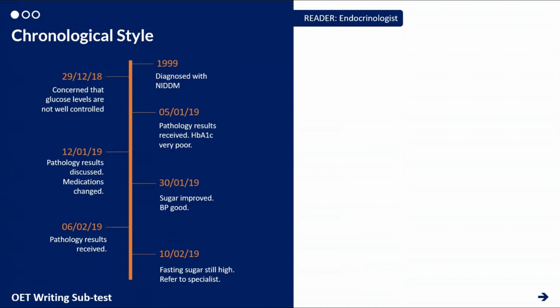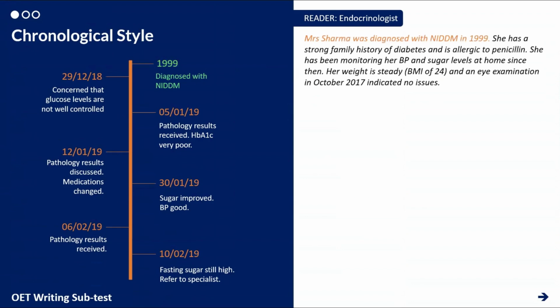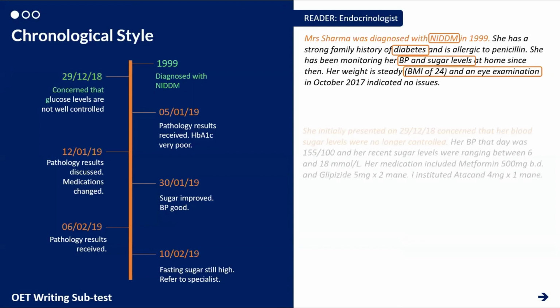So in the chronological style, we write our introduction, then start the body paragraph with the diagnosis in 1999 and the relevant information about the patient. As our patient is an endocrinologist, you can see that we chose vocabularies and information relevant to them, such as NIDDM, diabetes, BP, sugar level, BMI, and eye examination. Remember that eyes and feet are common concerns in diabetes.